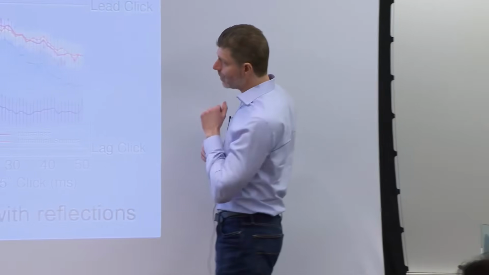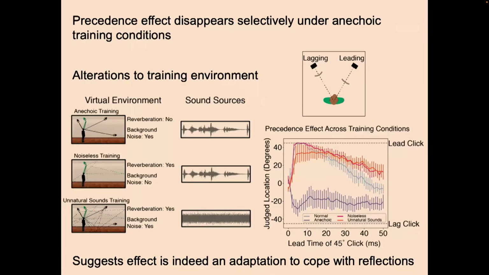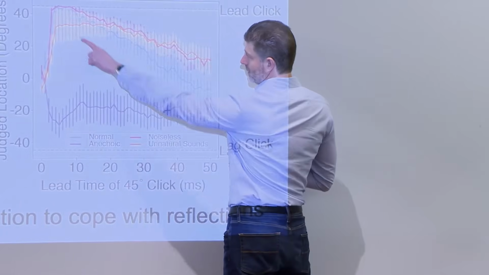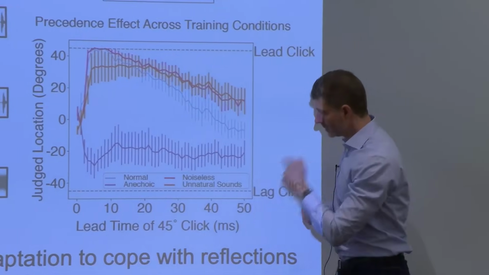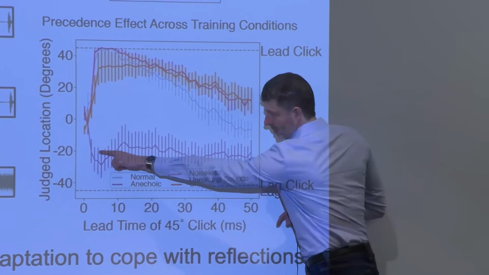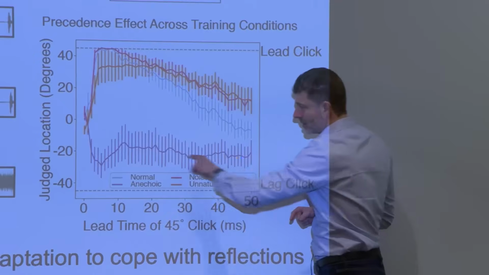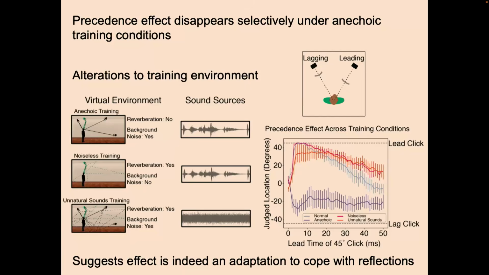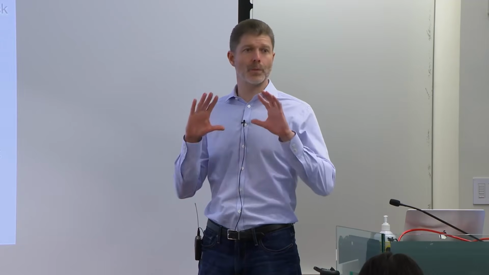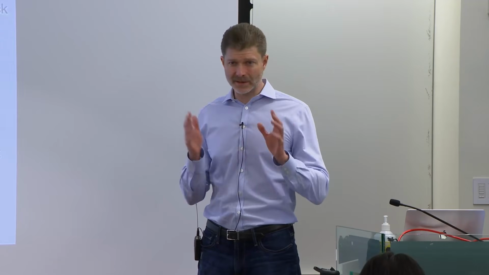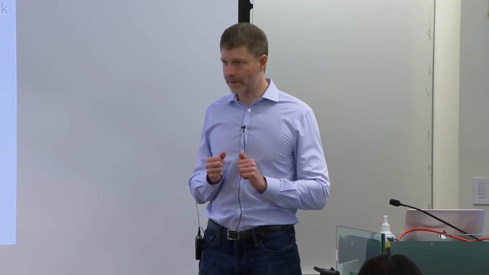And what this graph is showing you is that in several of these alternative training conditions, so I should say the natural or the normal one is the light blue, and then in two of these other alternative training conditions, you still see the precedence effect. But look what happens in anechoic conditions. So if the model is trained in conditions without reflections, that effect goes away. Okay? So that's consistent with the classical story that this is a mechanism that has evolved to help us cope with reflections and the challenge that they pose to sound localization. Okay?